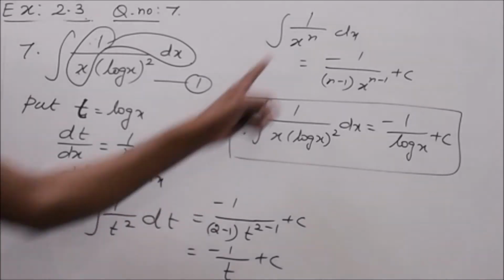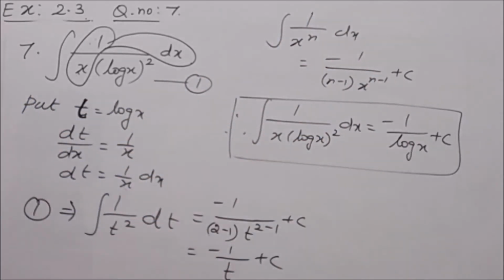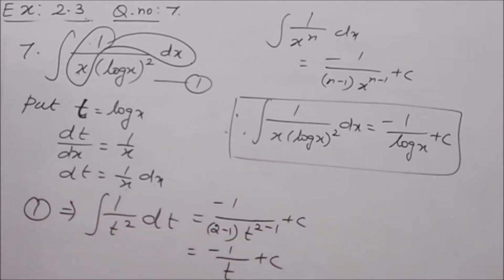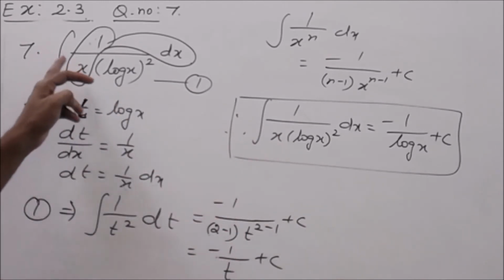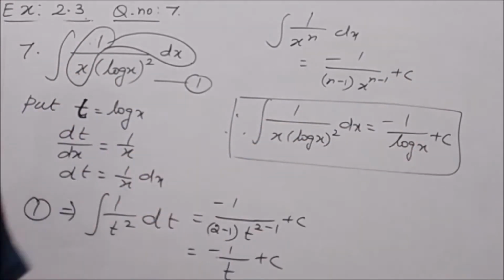Now this is in the form of 1 by x power n dx. We have a formula for that: minus 1 by n minus 1 into x power n minus 1 plus c. Applying this, the integral of 1 by t square dt equals minus 1 by n minus 1 into t power n minus 1 plus c, which is minus 1 by t power 1 plus c. Substituting t equal to log x, because the given question is in terms of x, so we should give the answer in terms of x. So the total answer is the integral of 1 by x log x whole square dx equal to minus 1 by log x plus c.